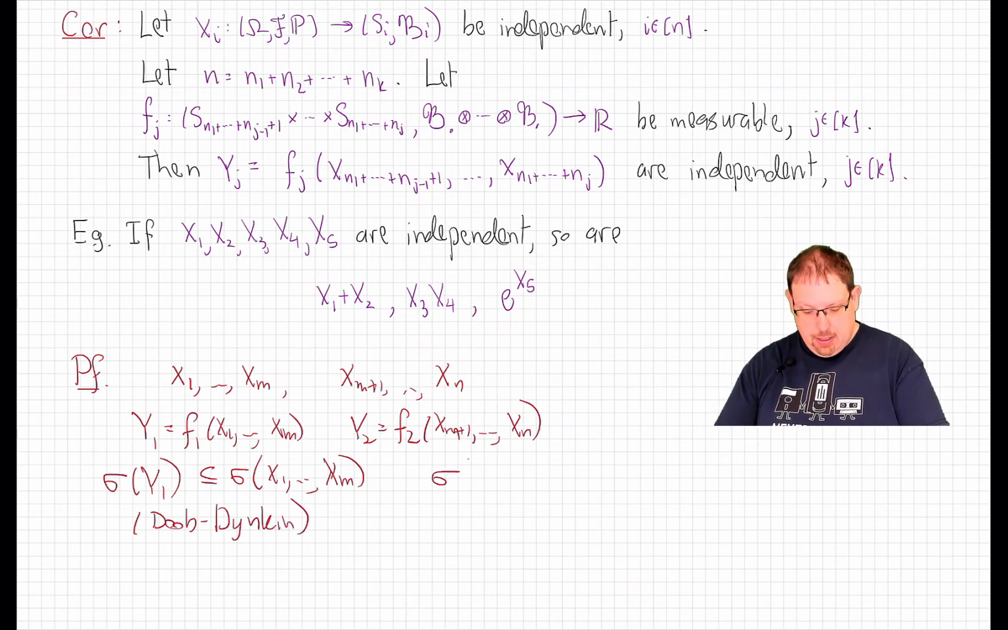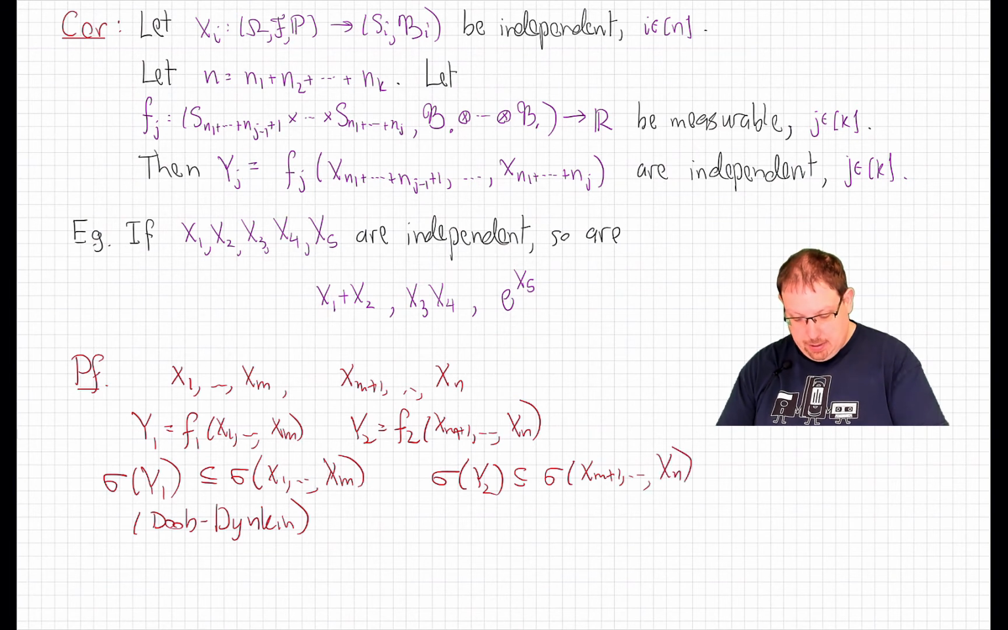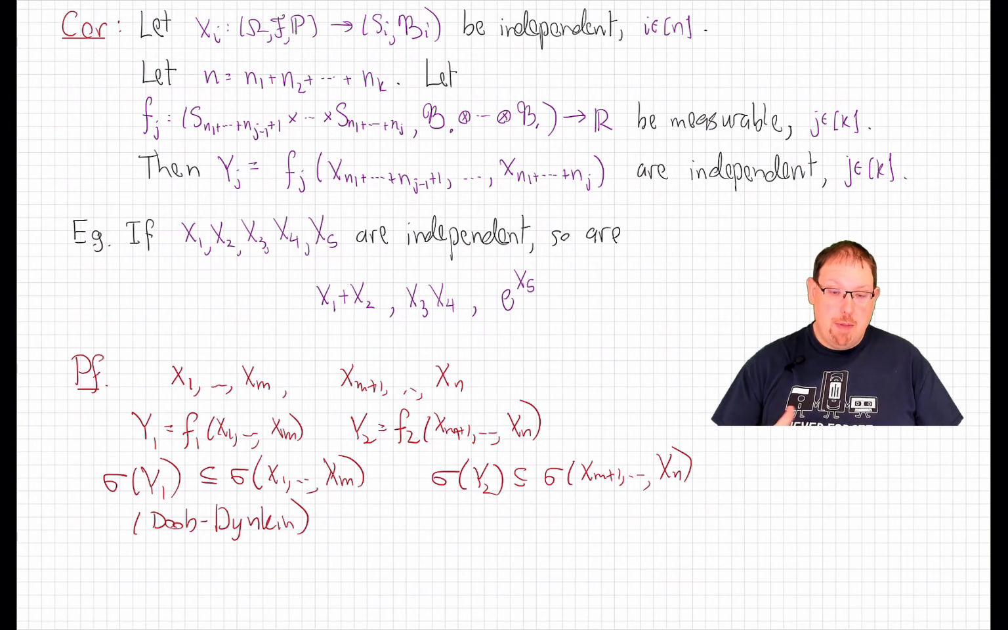And similarly, the sigma field generated by y2 is contained in the sigma field generated by x_{m+1} up to x_n. To be clear, all of this is assuming that the functions involved are measurable functions in the appropriate sense. Measurable with respect to the range sigma field being the Borel sigma field.